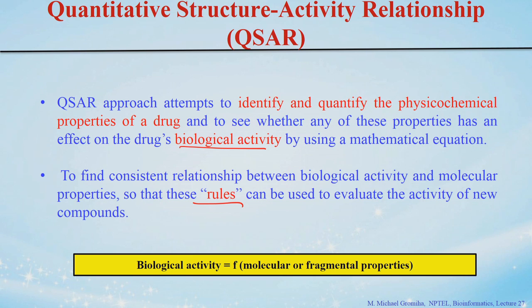With the known compounds, if you make some rules, then we can adopt these rules to identify new compounds. Essentially, the biological activity is a function of the molecular or the fragmental properties. If you have the ligand, either the molecular properties of the individual fragments and the sum of everything, or the whole, this is a function of the different properties of the ligands that can explain the biological activity. This is the principle mainly used in QSAR studies.